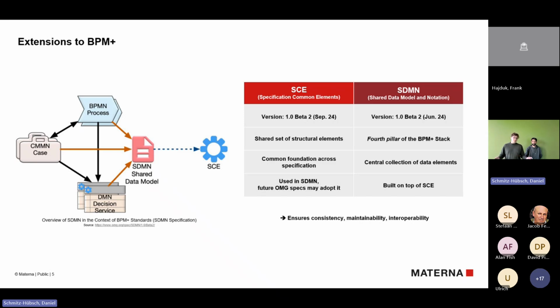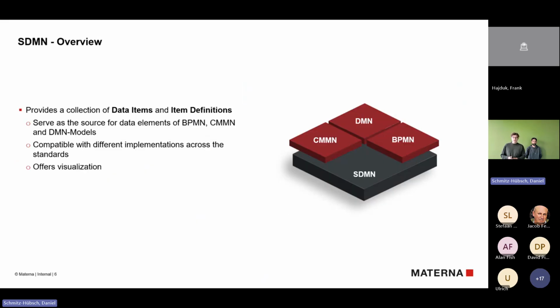SDMN is built upon the structures provided by SCE, and both of these standards try to ensure consistency, maintainability, and interoperability between the standards. Let's now get an overview of SDMN. As I said, SDMN provides a collection of data elements. We have two main elements. One is the data items and item definitions. You may know these terms if you work with other standards. They serve as the source for data elements of BPMN, CMMN, and DMN models.